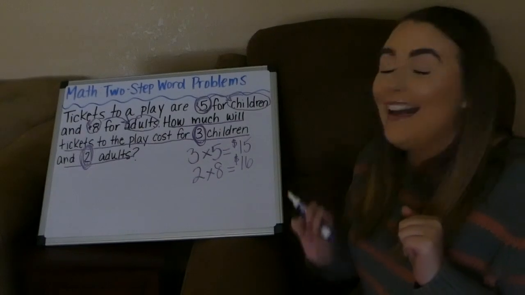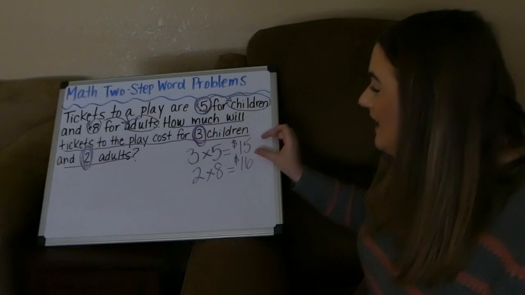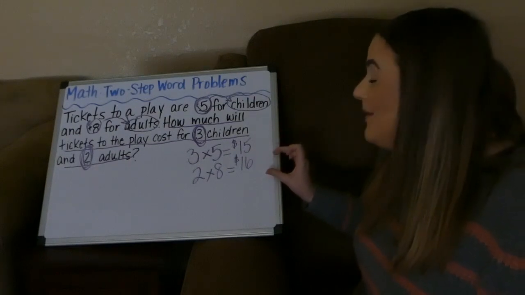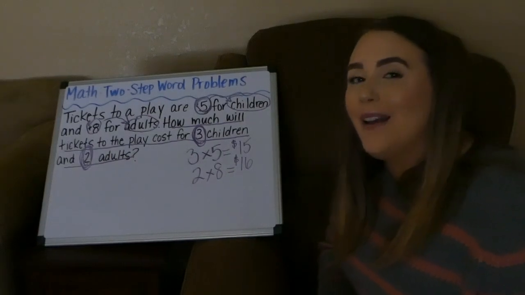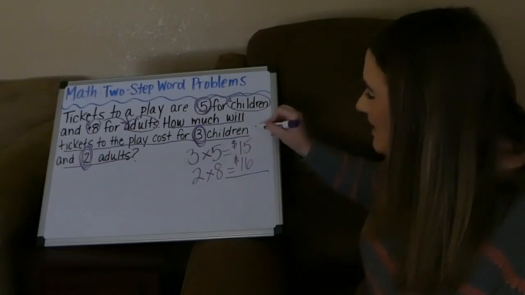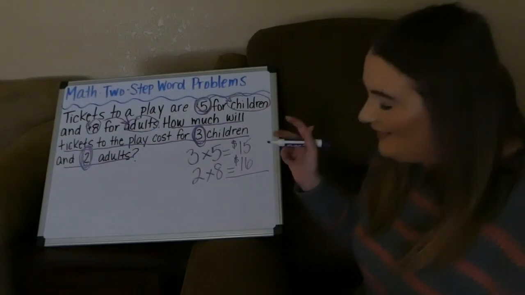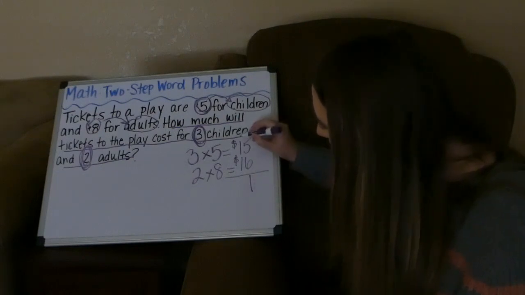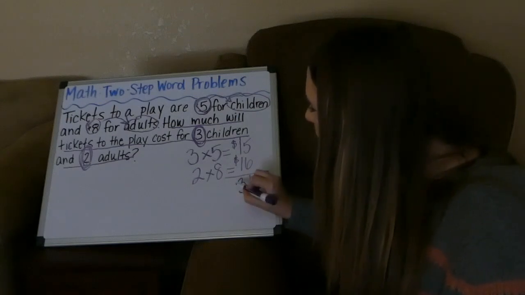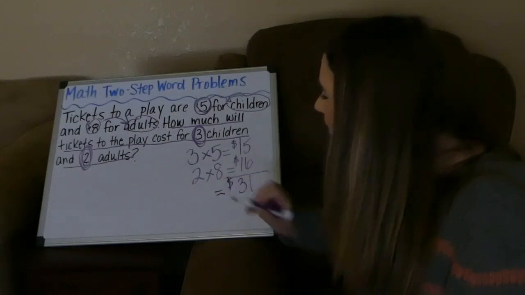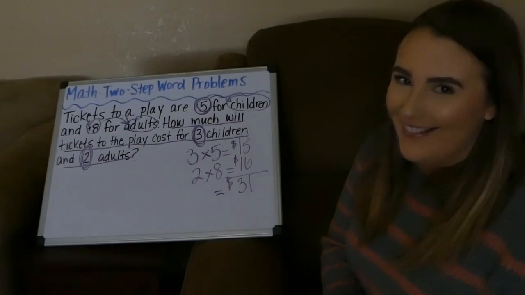I hope you're back, and I hope that you said addition. Now we're going to take the money that we spent on the tickets for the kids and the money that we spent on the tickets for the adults, and we're going to add them together to figure out how much money we spent all together. So 5 plus 6 gives us 11. So I'm going to put a 1 on the bottom, carry my 1, and then 1 plus 1 plus 1 is 3. So all together, they spent $31 on tickets to go to the play.